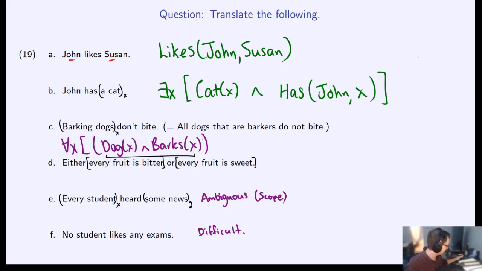That's fine. Doesn't really matter to me what it is. It gets the point across. Then doesn't bite. So not bite X. So again, even though we're in predicate logic, we can use the negation symbol. We don't want to say "not bite," we want to use the negation symbol. So for all X, if X is a dog and X barks, then it's not the case that X bites.